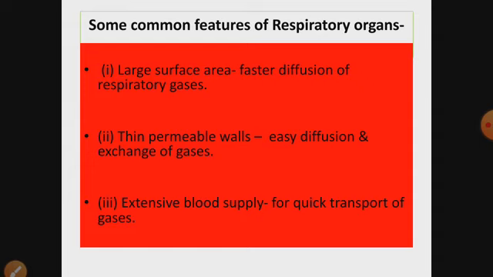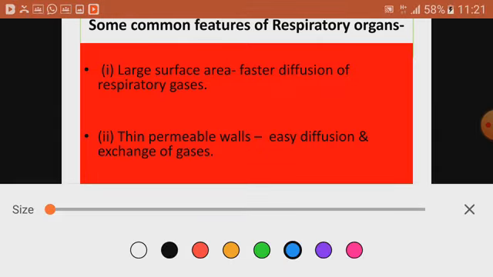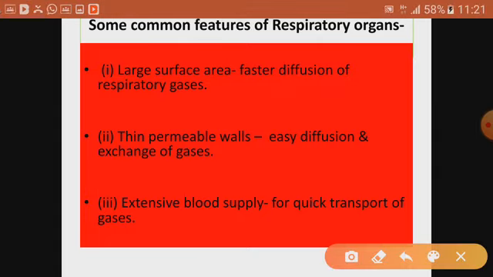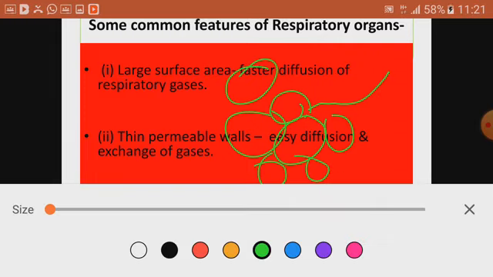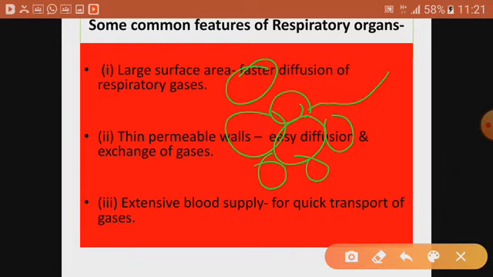Rich blood supply means alveoli should be covered with blood capillaries, like this. I will show you. It is like this. These are the bronchioles, and alveoli are there. You can see they have a large surface area. They have a thin covering also, and they are richly supplied by the blood capillaries. So large surface area, thin membrane for easy diffusion, and they are covered by blood capillaries.